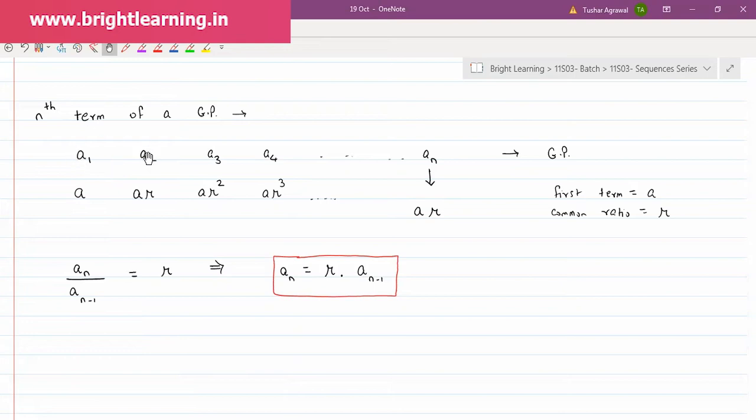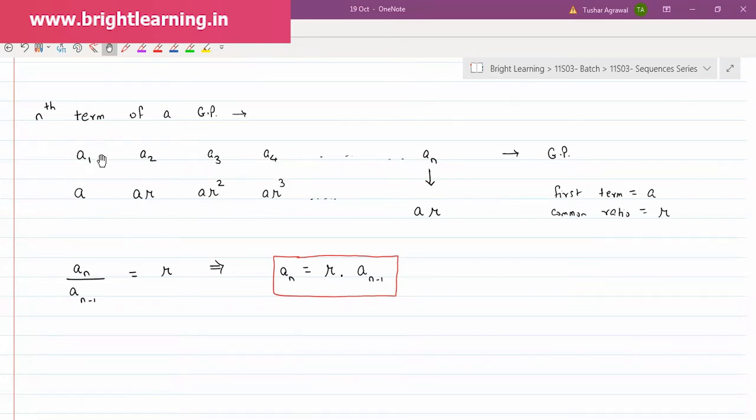So from A1 to A2, whenever you're going one step ahead, here we are multiplying by R. So from A1 to A3, you are going two steps ahead, so R square, R and R. From A1 to A4, you're going three steps ahead, so R cube.